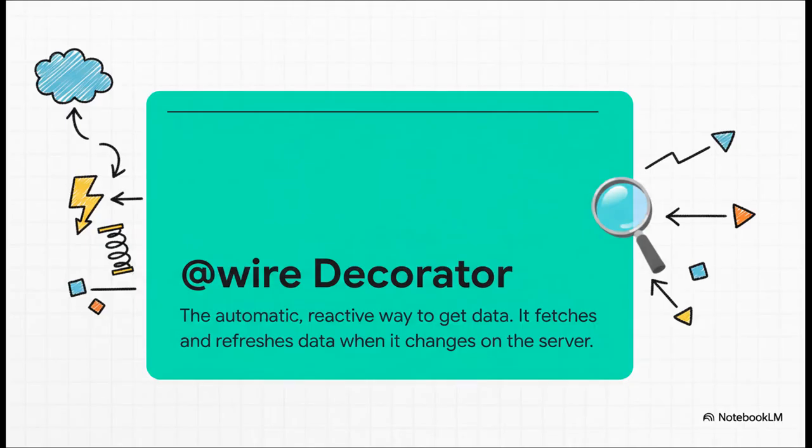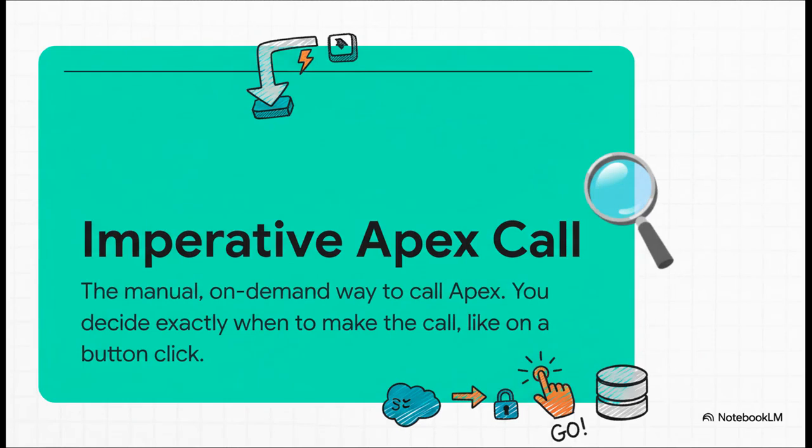Now, Salesforce gives us two main ways to call these methods. First up is @wire. The best way to think about @wire is as the set it and forget it approach. It's reactive, which is super cool. It doesn't just grab the data once, it actually refreshes your component automatically if that data ever changes on the server. And then we have method number two, the imperative call. Now this is the complete opposite. This is the manual approach. With an imperative call, you are in total control. The data is only fetched when you say so. Like, for instance, when a user clicks a button or types something into a search bar.